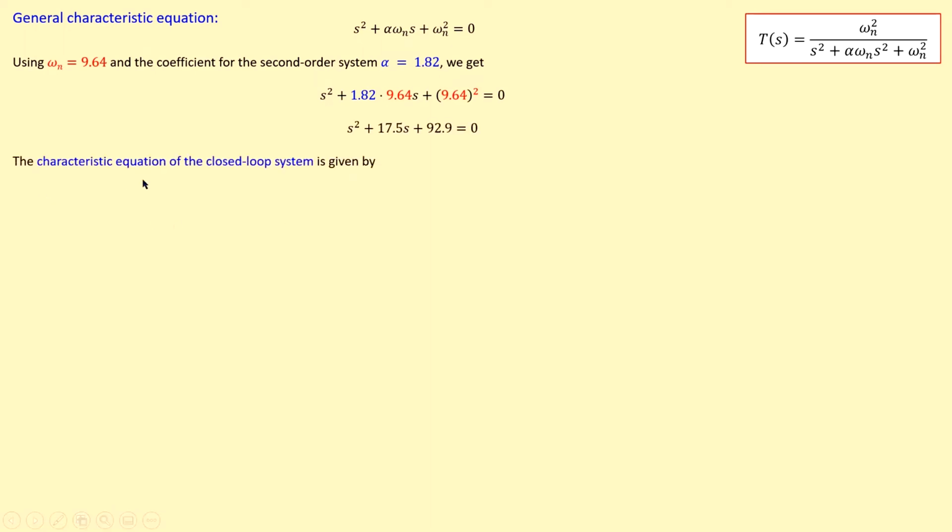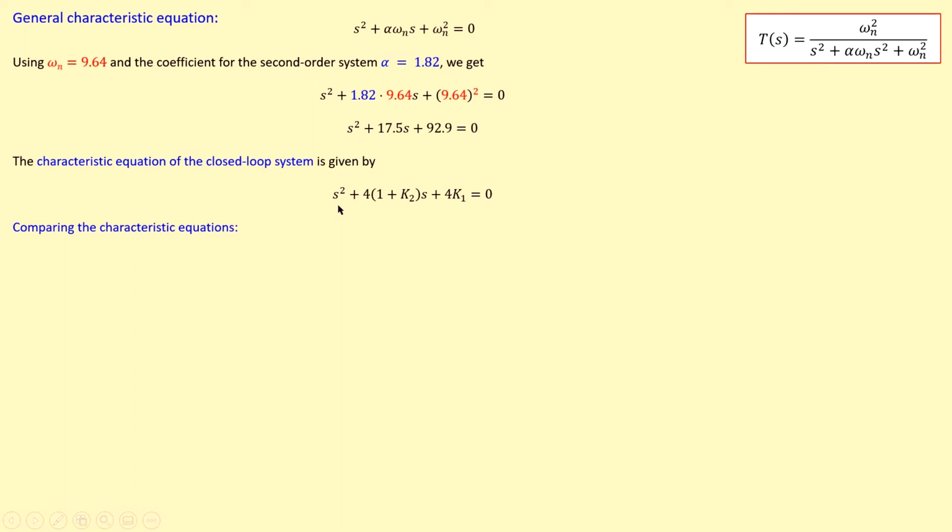Now, the characteristic equation for our closed-loop system was given by this expression. So I have now the following situation. I have the characteristic equation in general form, which is of course due to the omega n and also the alpha from the table. And I have my characteristic equation from my closed-loop system.